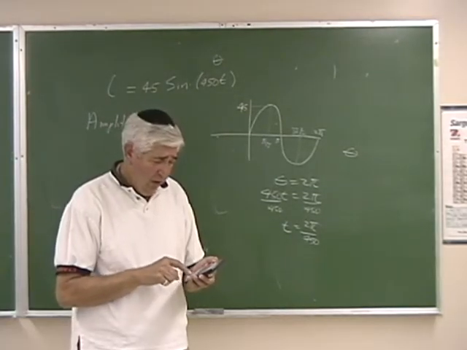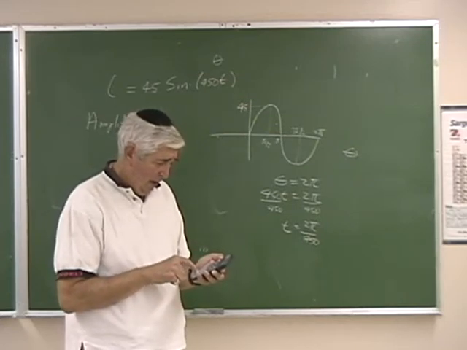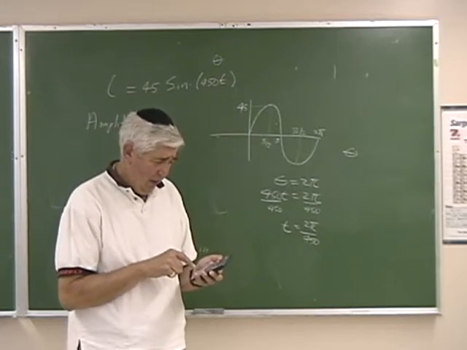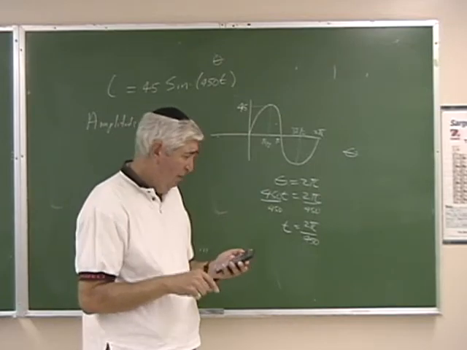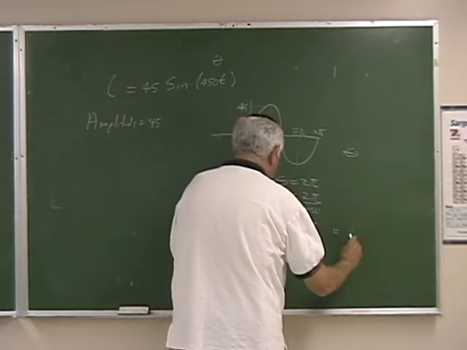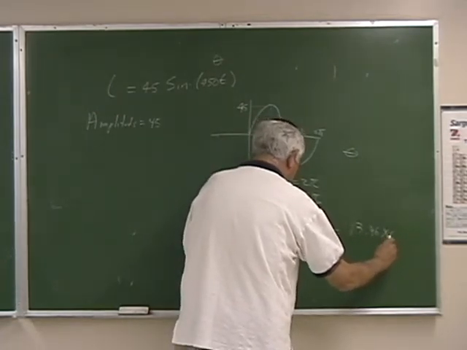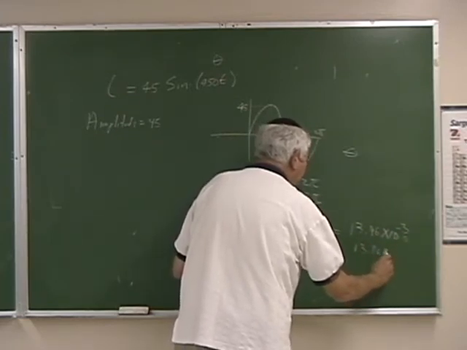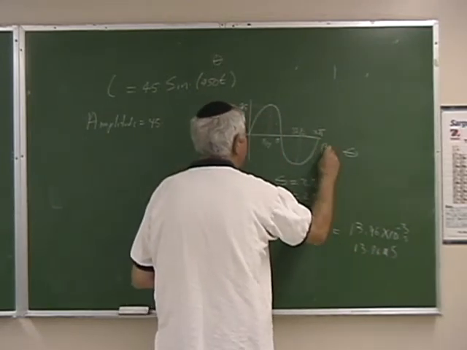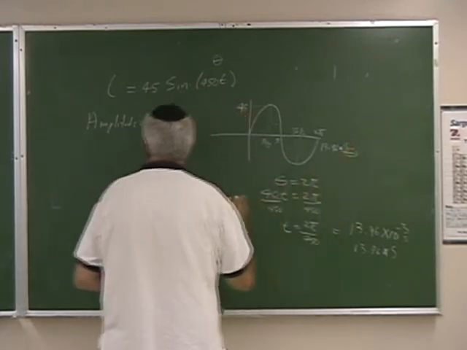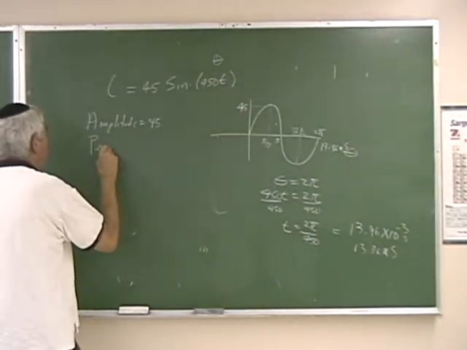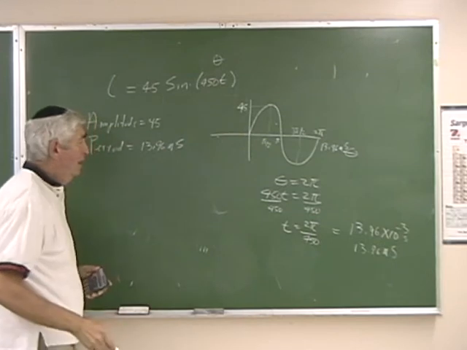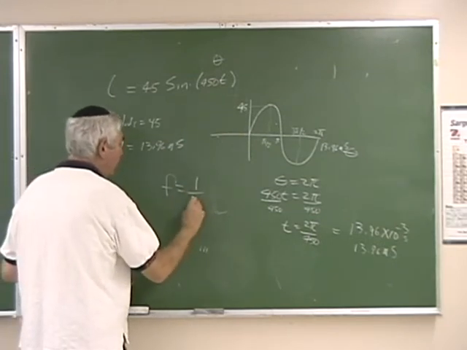I'm going to do 2 times second function pi divided by 450, and I'm going to put the calculator into scientific mode, into engineering, and I have t equals 13.96 times 10 to the minus 3 seconds, or 13.96 milliseconds. So the period is 13.96 milliseconds.